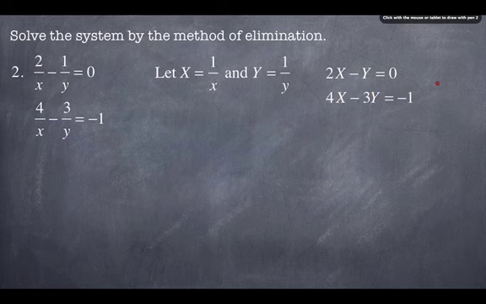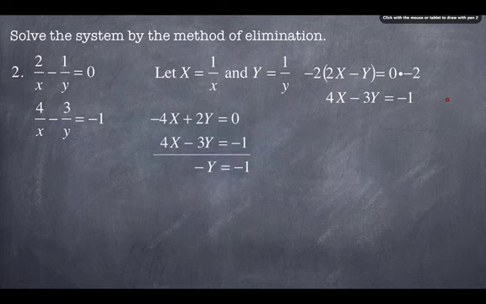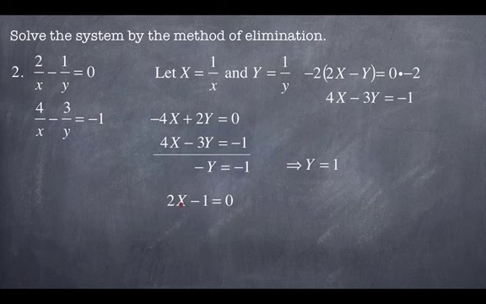What we're going to do is eliminate. To eliminate, I'm going to multiply the top equation by -2. Once I do that, I notice that these go away, and I'm going to end up with -Y equals -1, and I get Y equals 1. And this is capital Y. So now I'm going to find capital X. I substitute Y equals 1 into this equation, and I end up with 2X minus 1 equals 0. Capital X is equal to 1/2.